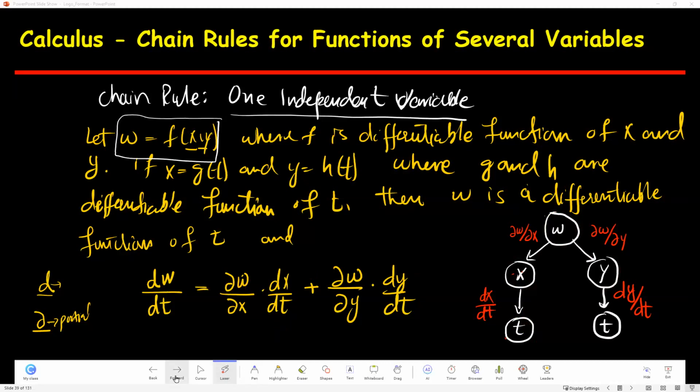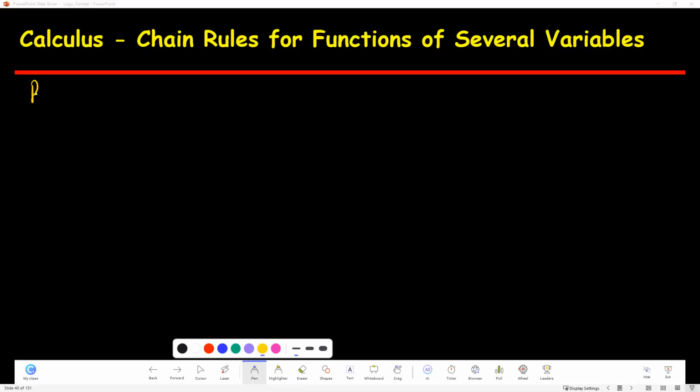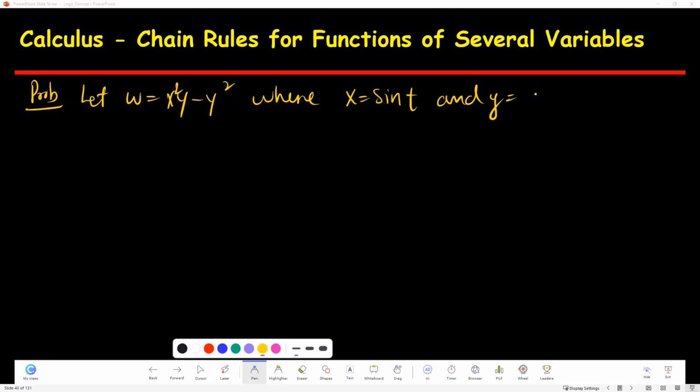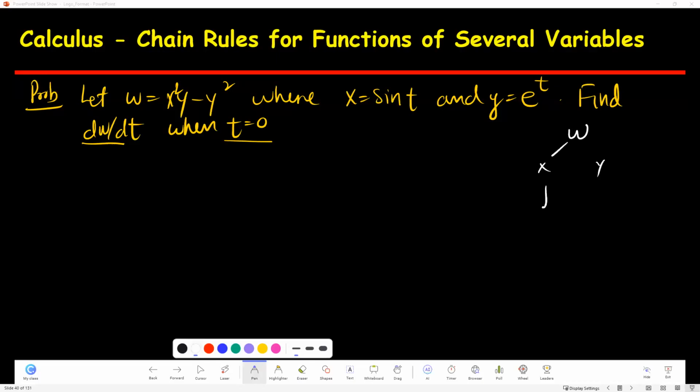Let's take a look at an example. Let's take a look at another problem. Let w equal x squared y minus y squared, where x equals sine t and y equals e to the t. You can see both x and y end up depending on t. There is nothing going on moving forward after t. T is basically a dead end, right? When t equals 0, this is what you need to find at this value of t. So I'm going to draw the function real quick here. I have w, then x, y, then t, then t.